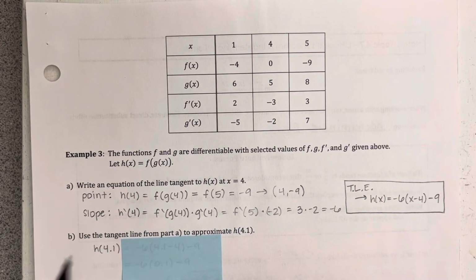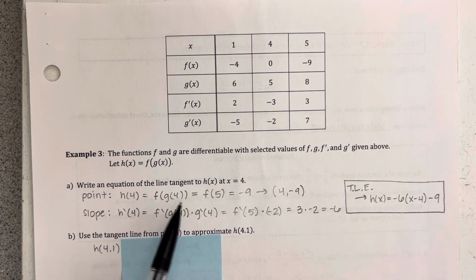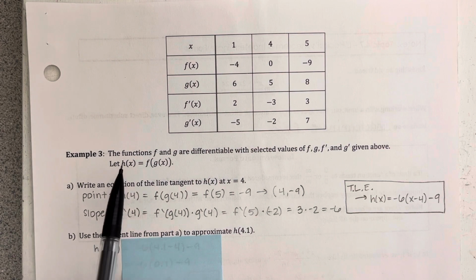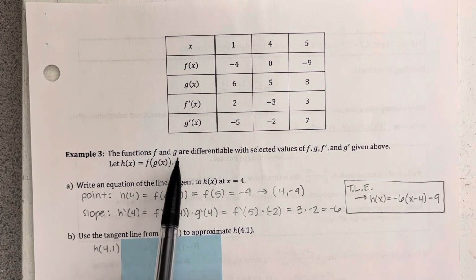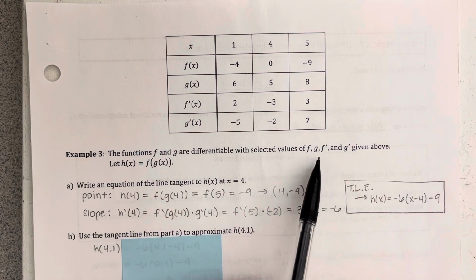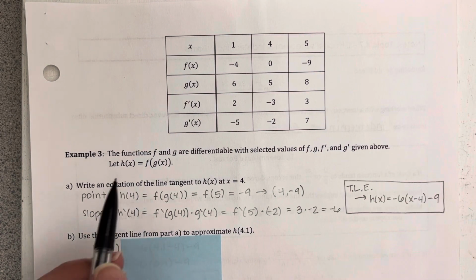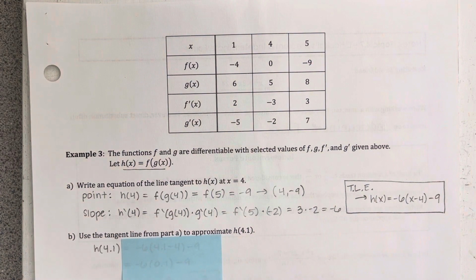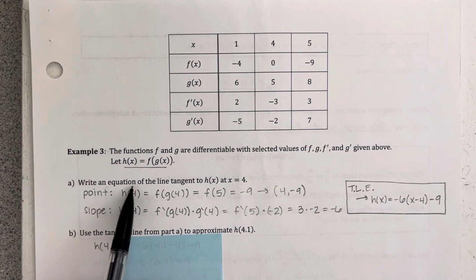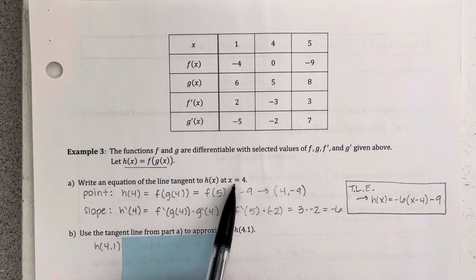Example 3, I feel like you could do completely on your own, which is why I just went ahead and filled it in. It says the functions f and g are differentiable with selected values of f, g, f prime, and g prime given above. Then they tell us let h of x equals f of g of x. Part A says write an equation of the line tangent to h of x at x equals 4.